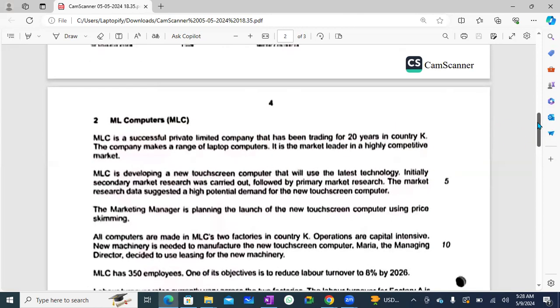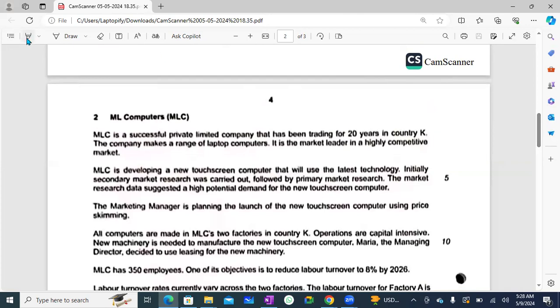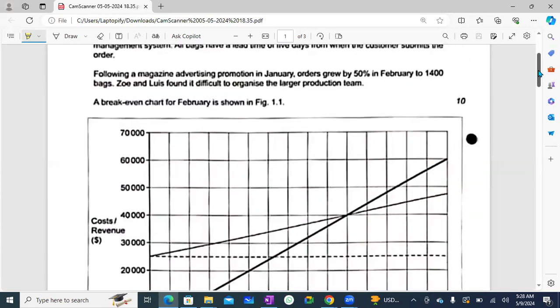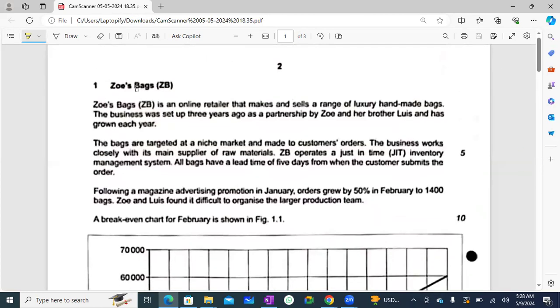Okay, so we have the first case study. If you see, in the first case study we have the ML computers. Oh, so this is not the first, this is the second case study. So this is the first case study. Okay, so the first case study is about the Zoe's Bags.